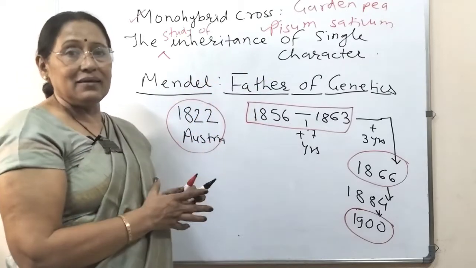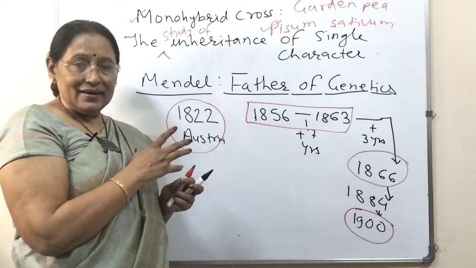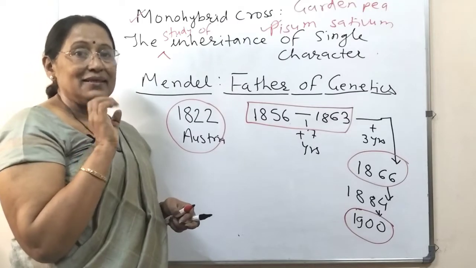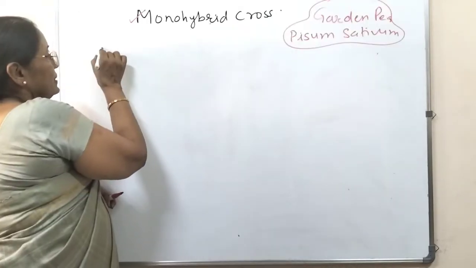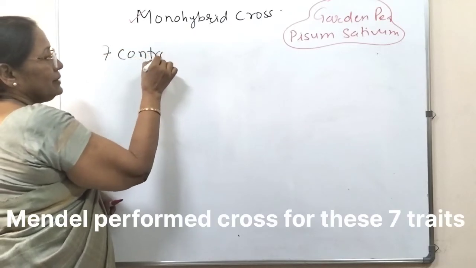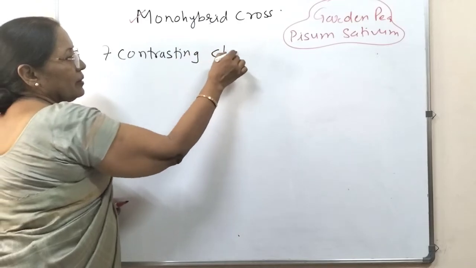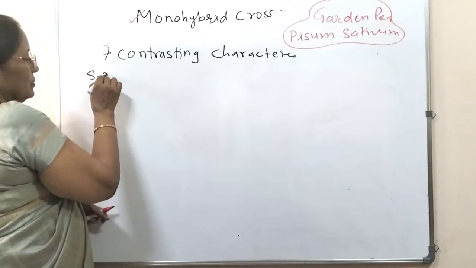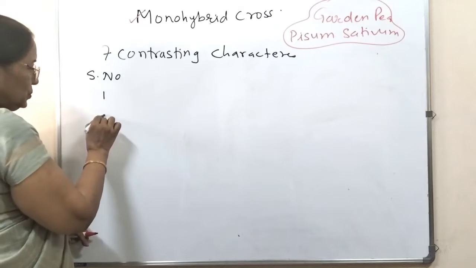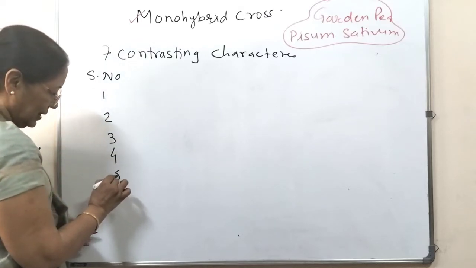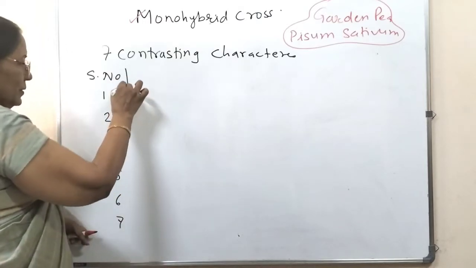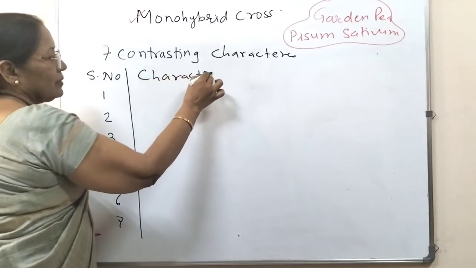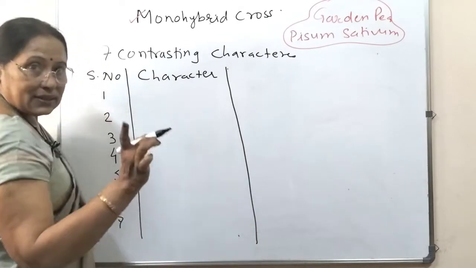So it has so many characters for which Mendel selected the garden pea Pisum sativum for his experiment. Let us see the 7 contrasting characters found in Pisum sativum. So 7 they are: 1, 2, 3, 4, 5, 6 and 7. Okay, which character? And the two contrasting traits.